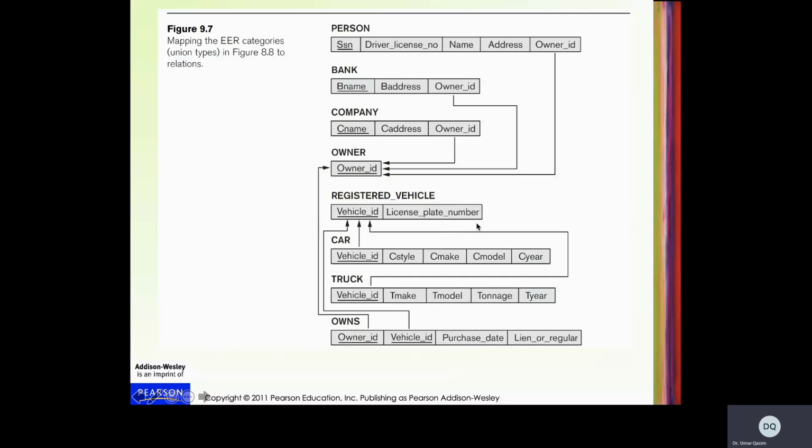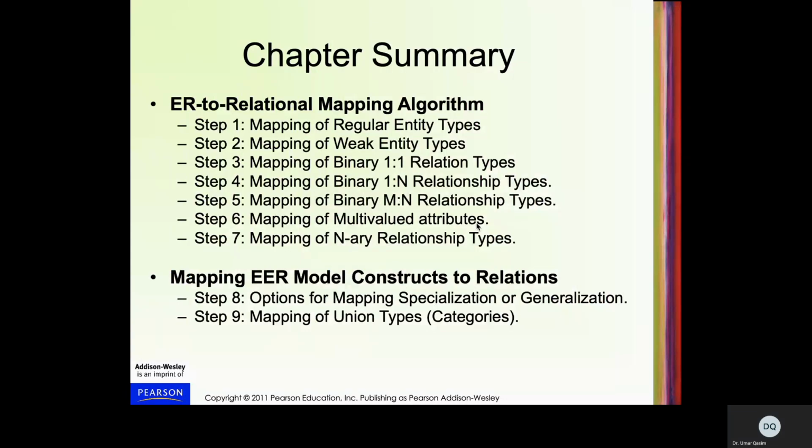Here, if you look, we have a category owner, and then that owner ID goes into the person. In bank, we have owner ID. In company, we have owner ID. Similarly, in vehicle, we have vehicle ID. And in truck, we have vehicle ID. In car, we have vehicle ID. And in owns, we have owner ID and vehicle ID. So this is how we map these extended ER concepts into relational schema.